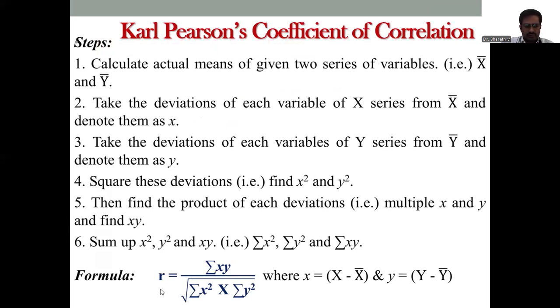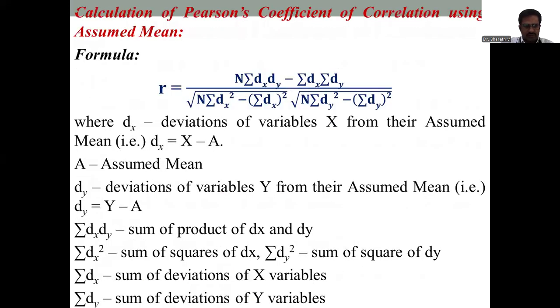Usually the r value, the correlation, equals the sum of x and y, the two variables, divided by the square root of sigma x square and sigma y square. So how do we calculate sigma x square and sigma y square? First we take the deviation from the mean value, then square it, and you get the sum of squared deviations of x and of y. This is the basic formula.